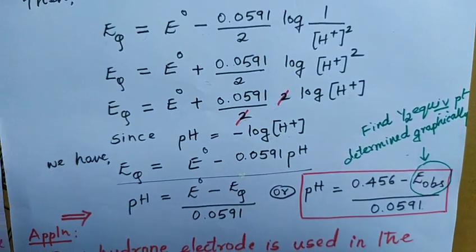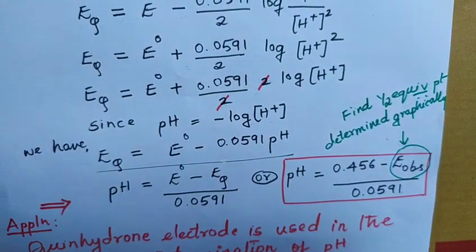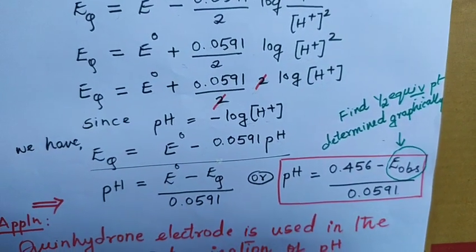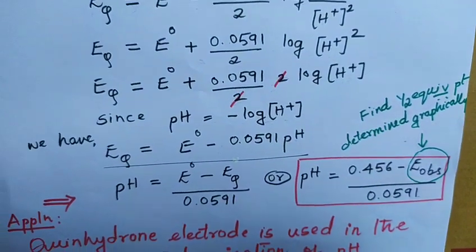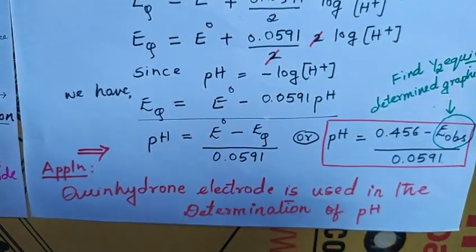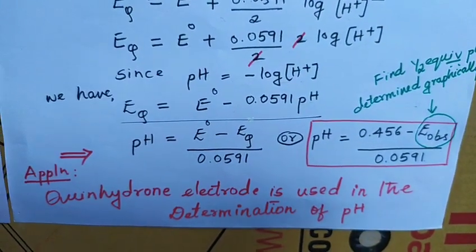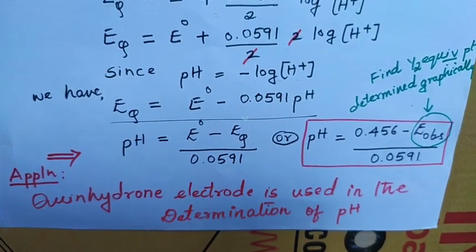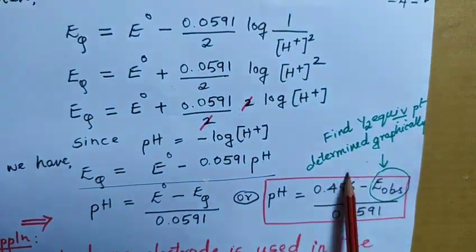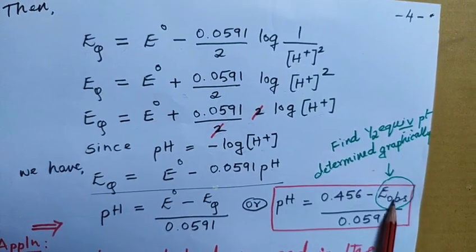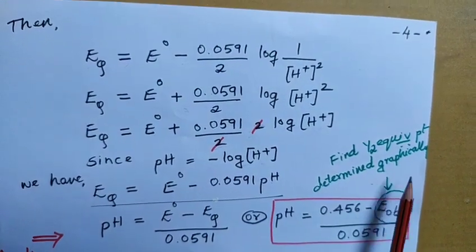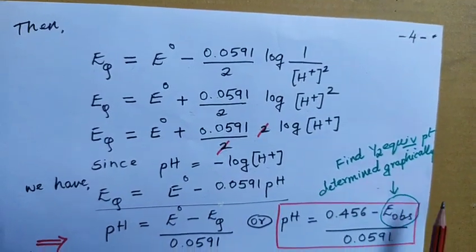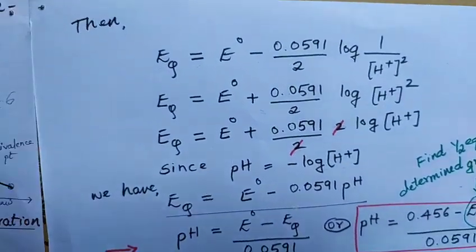It is nothing but 0.456 minus E observed. In place of EQ we have written E observed, divided by 0.0591. This is one of the important applications of quinhydrone electrode. So using quinhydrone electrode we can find the pH of the solution. Now let us understand how to find out E observed. This is determined through the graph, that is at half equivalent point.